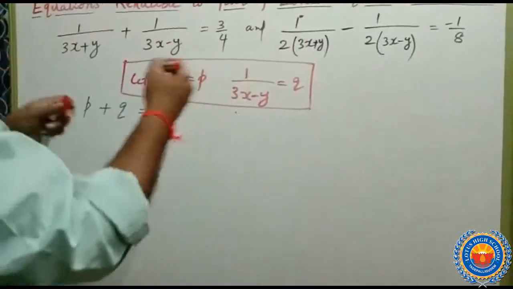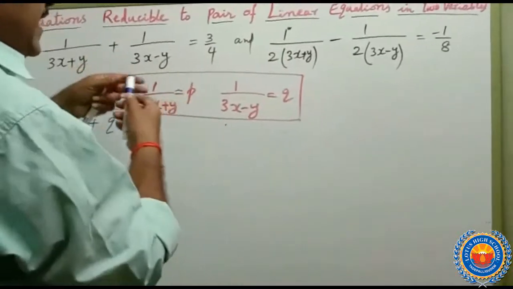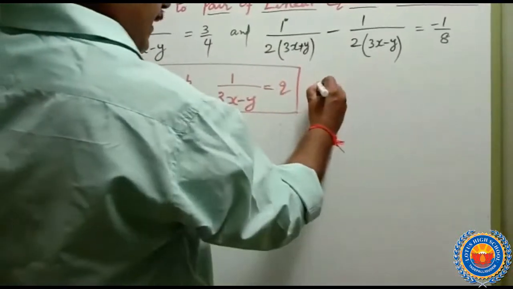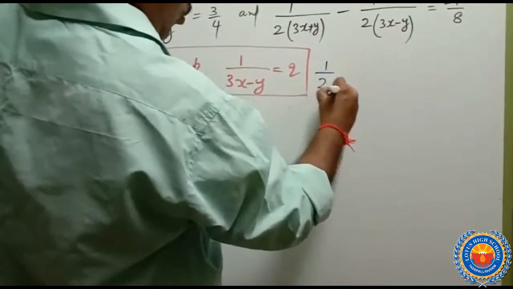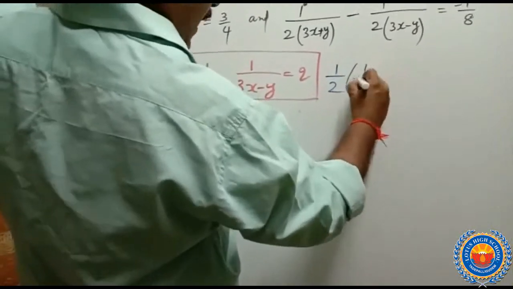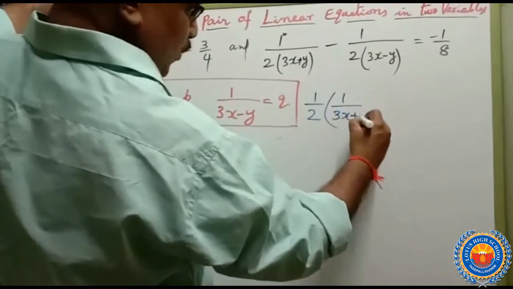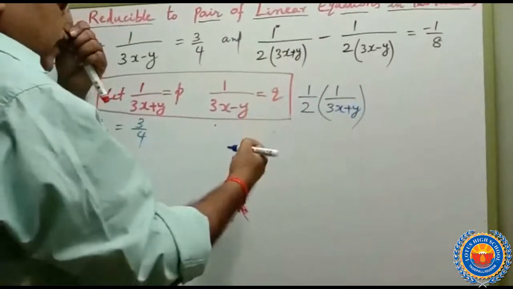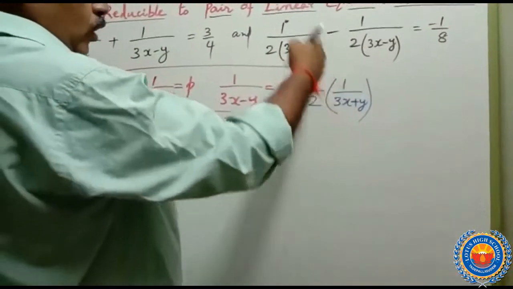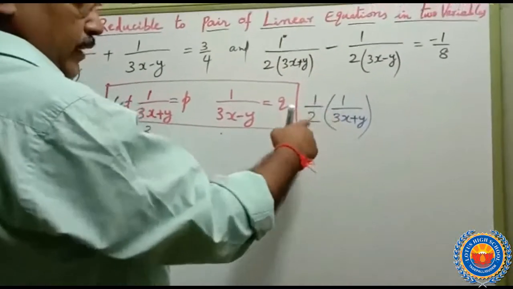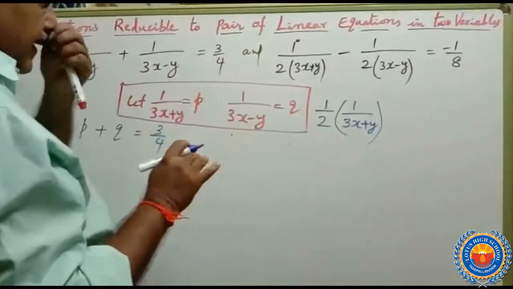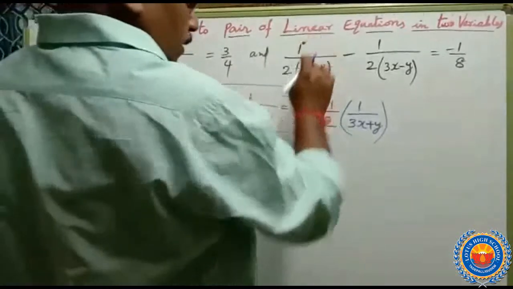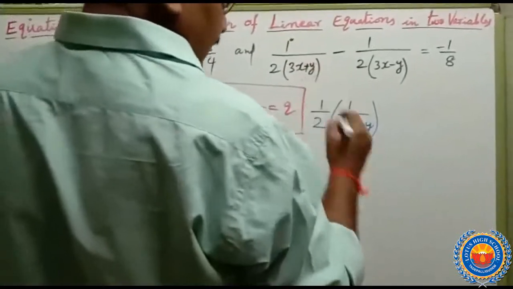Here, what is this actually? This is nothing but 1 by 2 into 1 by (3x + y). If you want to multiply, 1 into 1 is 1, and 2 into (3x + y) is 2(3x + y). Understand? That's what I am writing like this: 1 by 2 into 1 by (3x + y).